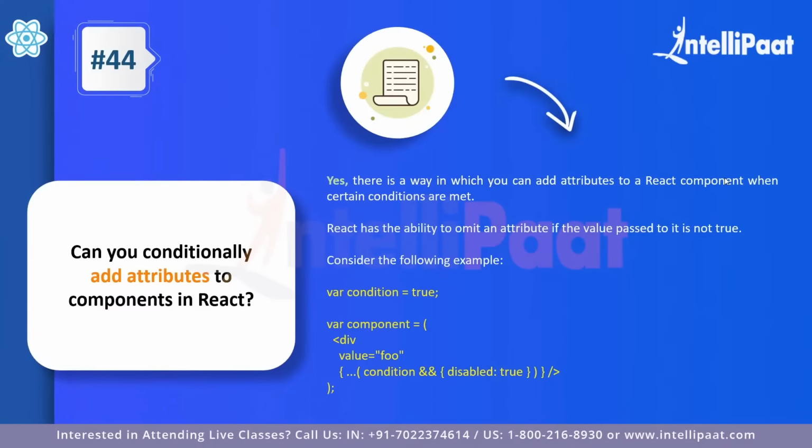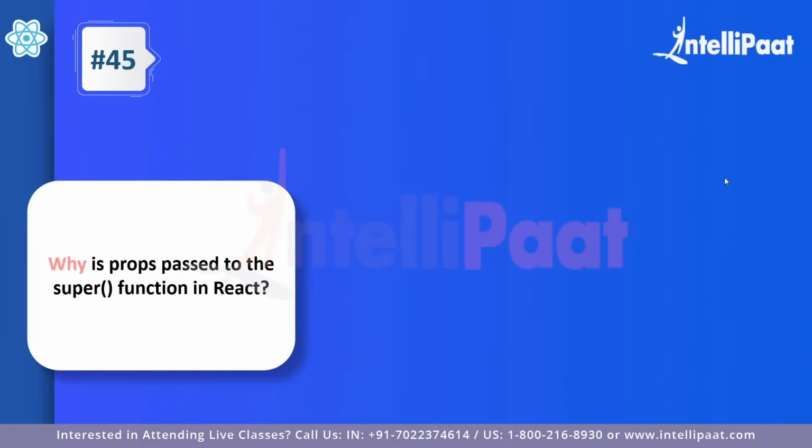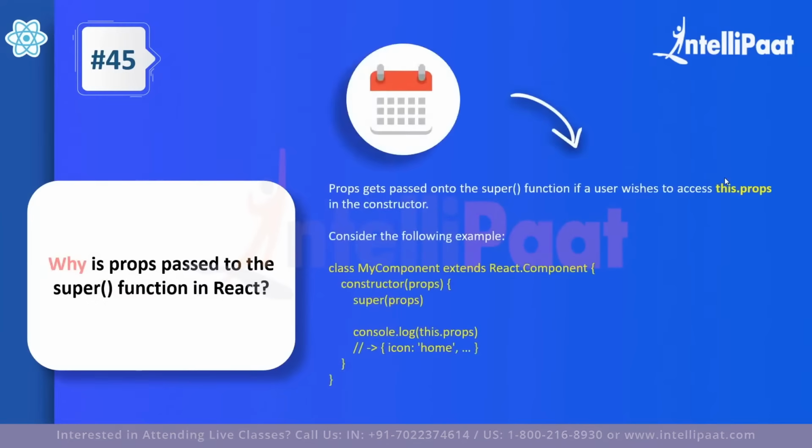Now check out the simple example given on your screen to see how you can conditionally add attributes to components. So we have var condition equal to 2, var component, we have the div with the value foo, and then we've easily added an attribute to the component there to make use of it. So if the condition is met, then yes, you can add attributes to it, and that is shown in the example on your screen.